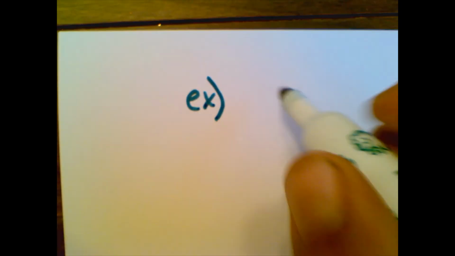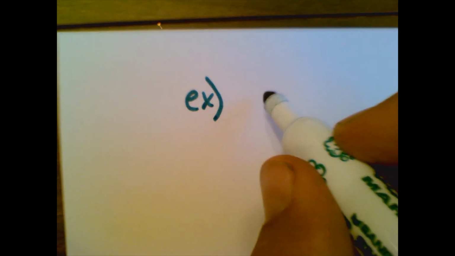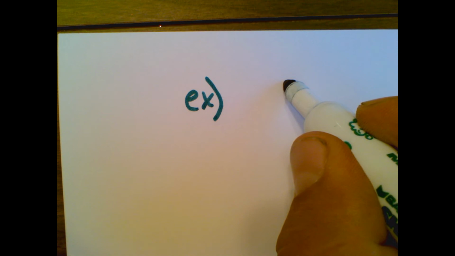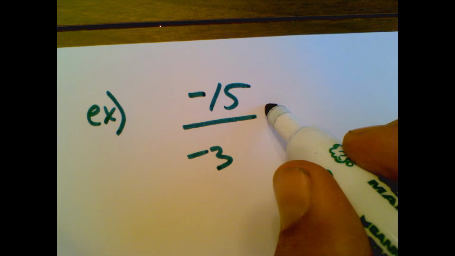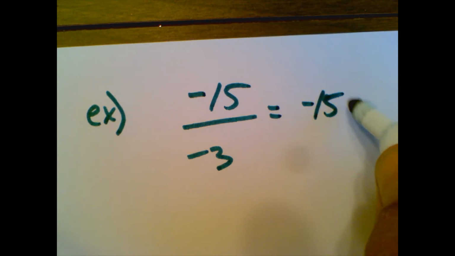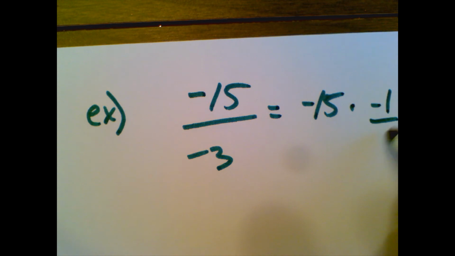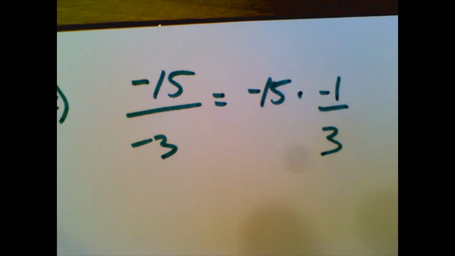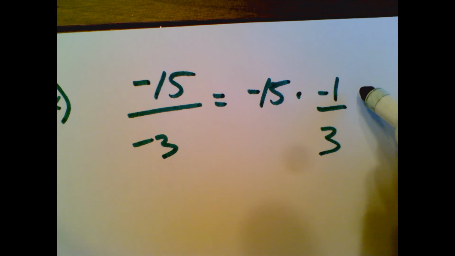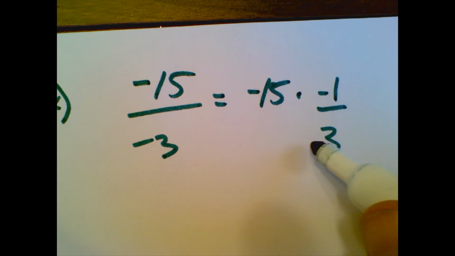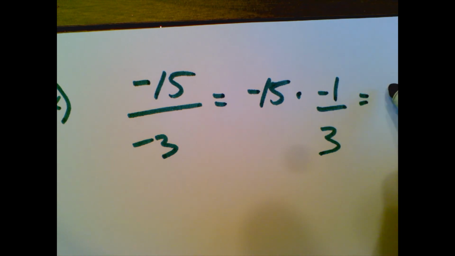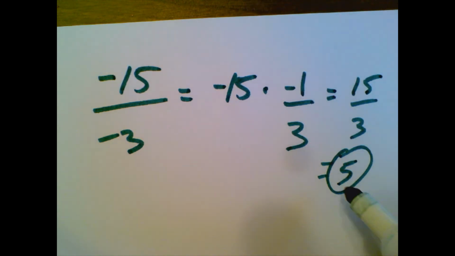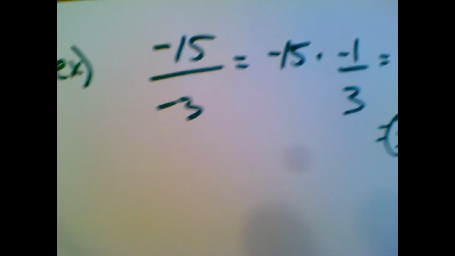Another example, let's do a negative divided by a negative. So let's say we had negative 15 over negative 3. Negative divided by negative. Well, if I rewrite this as negative 15 times negative 1/3, you can see a negative times a negative, again, is positive. And by the way, you could put the negative sign down by the 3. I just took this sign and moved it up. So again, 15 divided by 3 is 5. So this would be called our quotient. 5 would be our quotient. Okay?